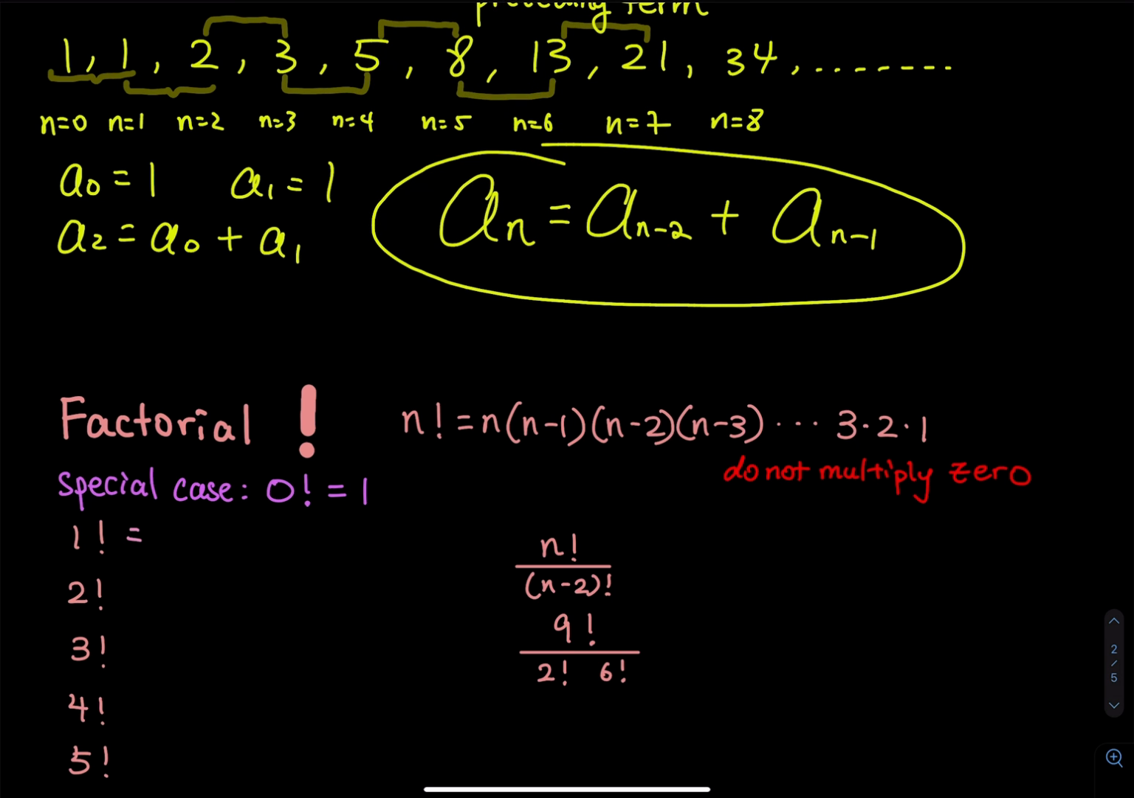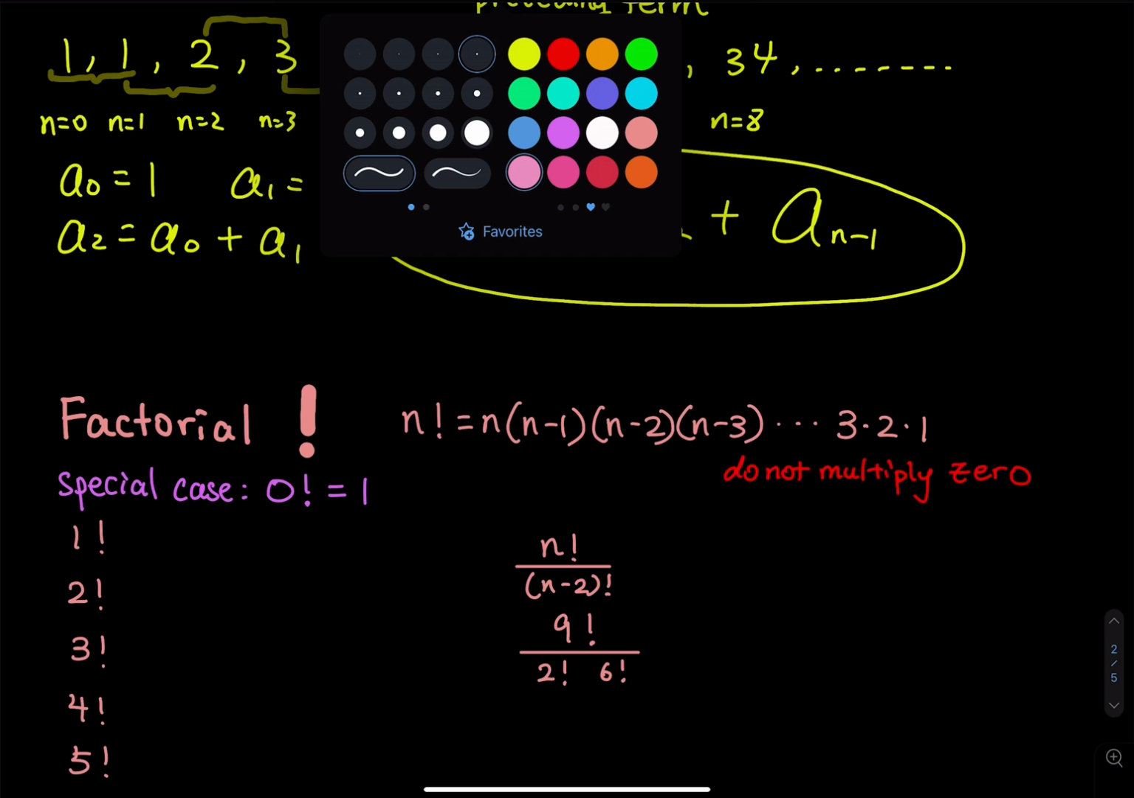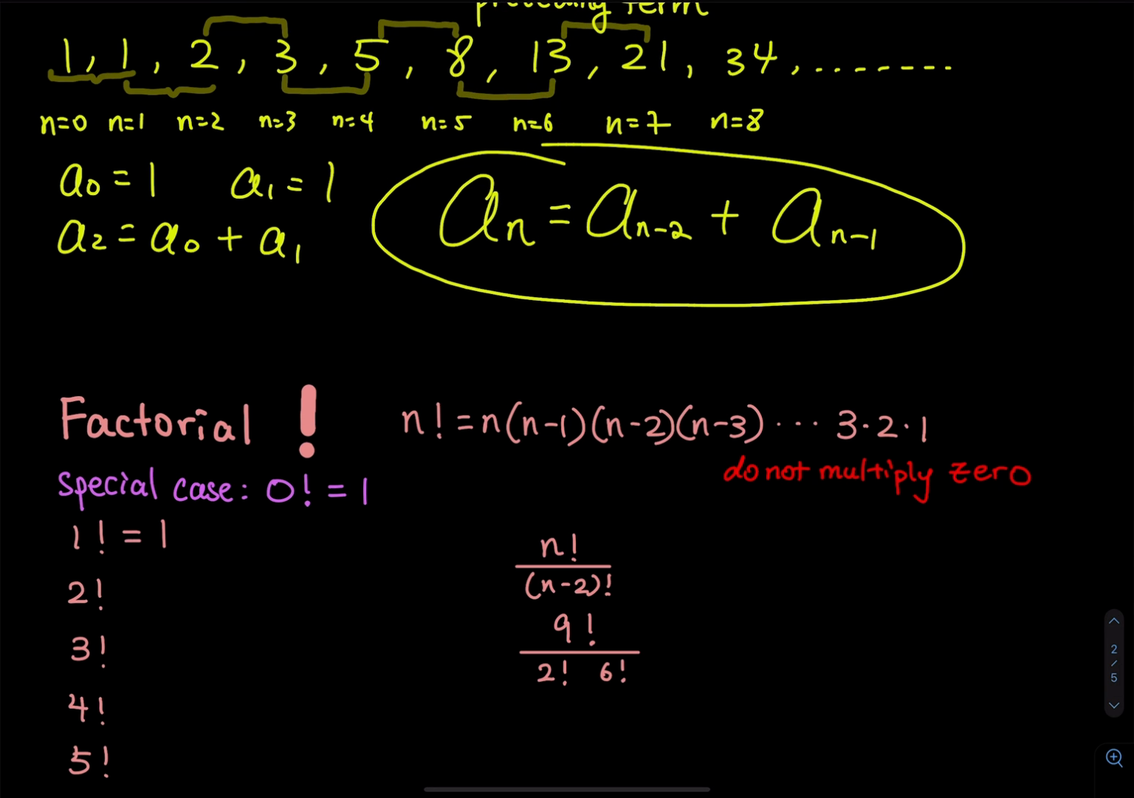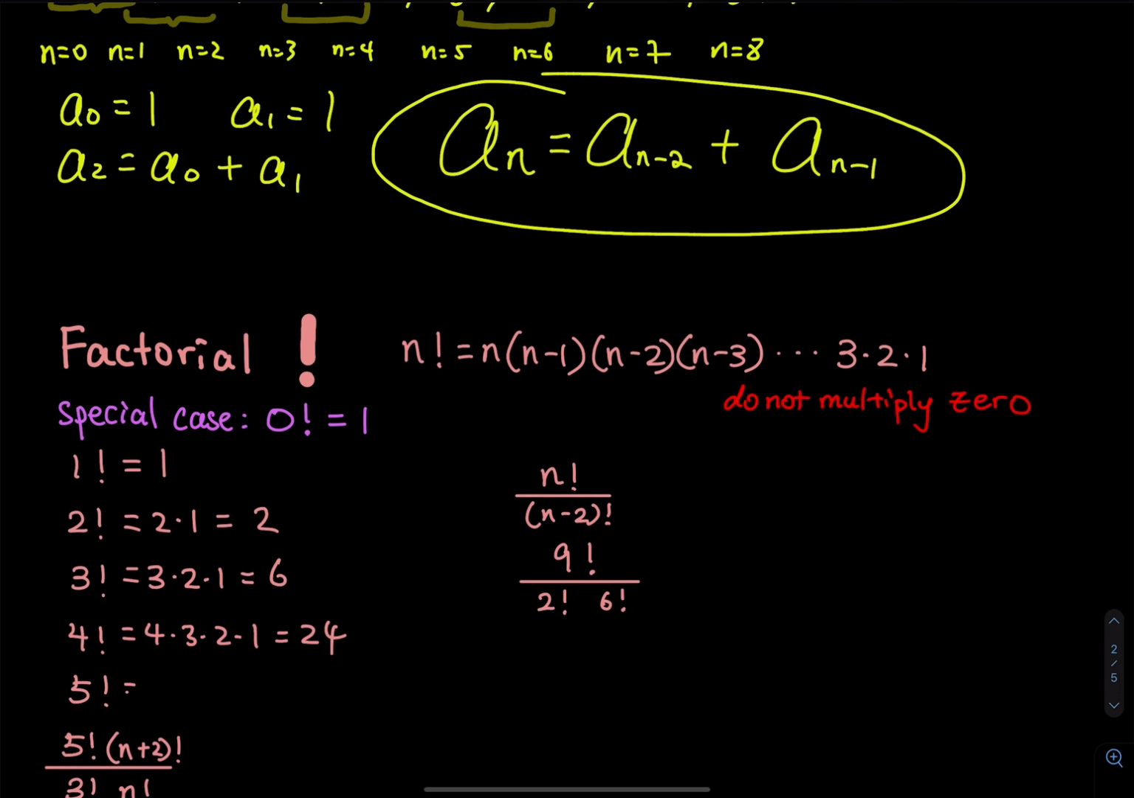1 factorial is just equal to 1. Did I match the color? No. This should be the right color. So this is 1, 2 factorial is 2 times 1, and then 3 factorial is 3 times 2 times 1, and then 4 factorial is 4 times 3 times 2 times 1, and then 5 factorial is 5 times 4 times 3 times 2 times 1, that is equal to 120.